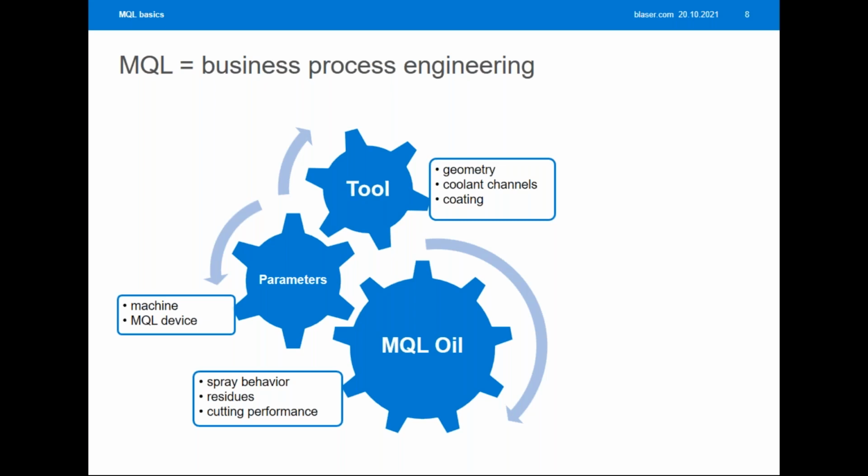And the MQL device is for example, the oil amount and the air amount in a process, and MQL oil defines spraying behavior, residues, and very important cutting performance. And this playing together defines the productivity. So how productive can you produce? Can you machine your parts? And also identify where you are able to reduce costs.